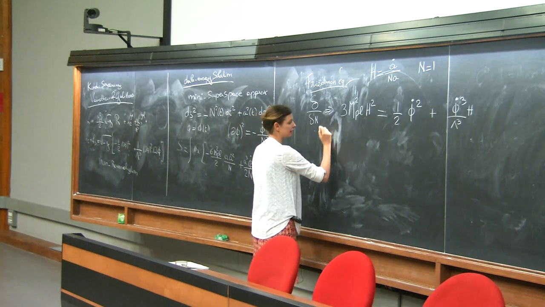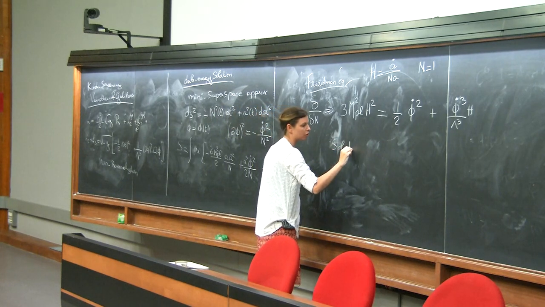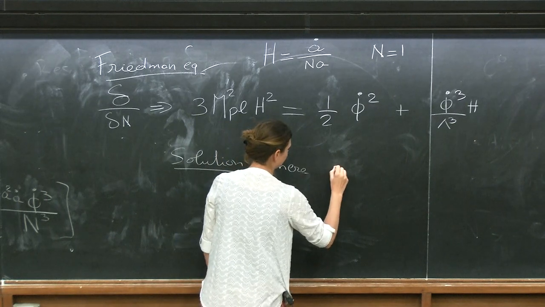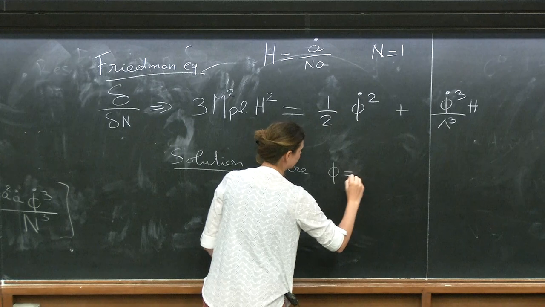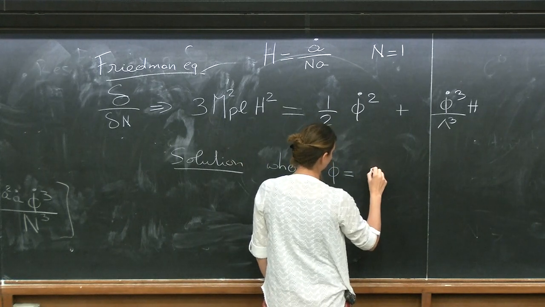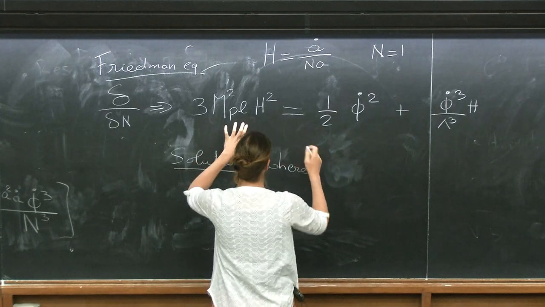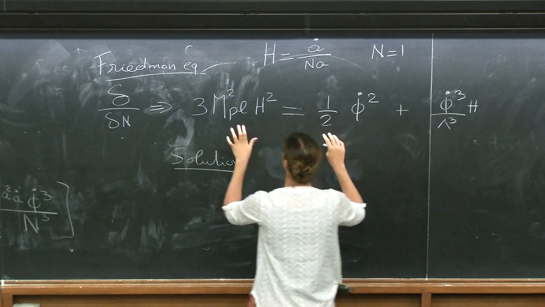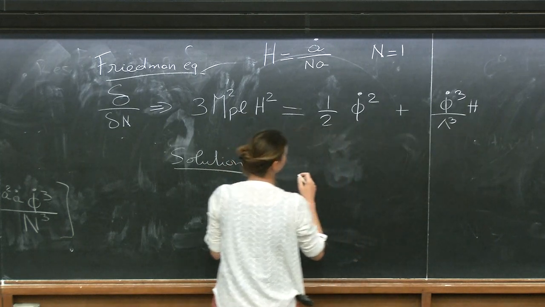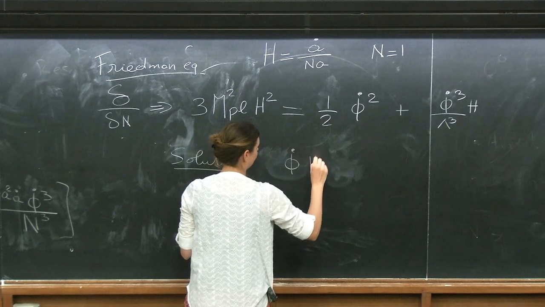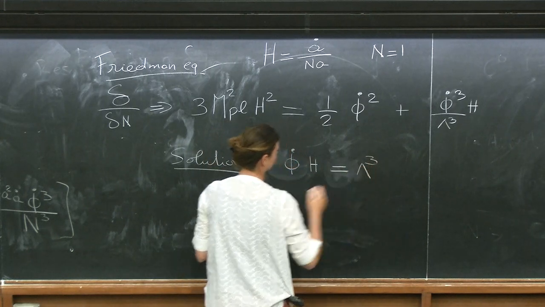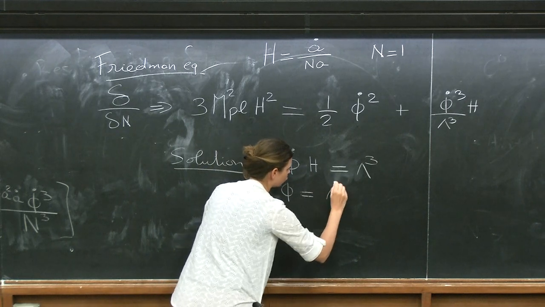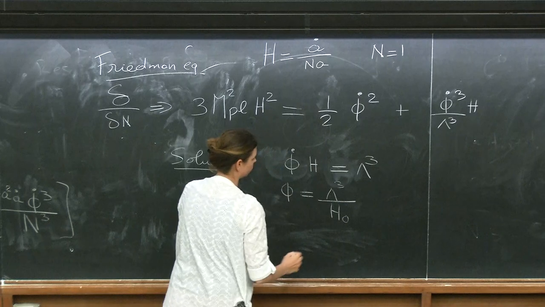Now we can see that there is a solution, and we're just going to look at the scaling. I'm not going to go through the exact numbers. There should be a solution where, roughly speaking, all of these terms are of the same order of magnitude, so I can compare any two of them. For instance, I can compare this term and that term, and that tells me that phi dot H is of order lambda cubed. And so that means that phi dot is a solution where phi is equal to lambda cubed times, let me say, a constant H0 times t.